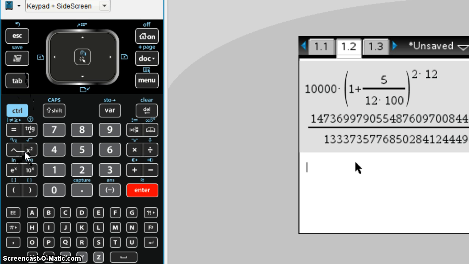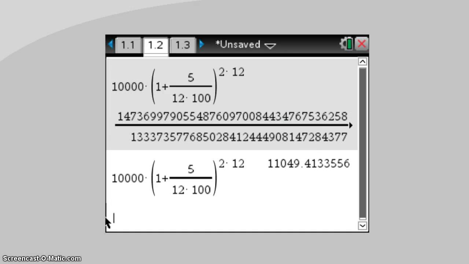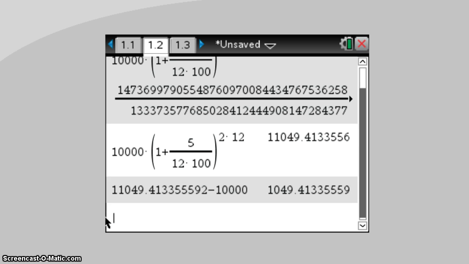And I get something messy. You might not get that messy thing on your calculator, but for me, it's not as messy, so I have to push control equals, but you probably got the answer nicely. There we go, that's the answer that I got, $11,049.41. Okay, so that's how much you would owe. If you wanted to know the amount of interest that you received, you could just subtract 10,000 from that and get the answer, which was $1,049.41.